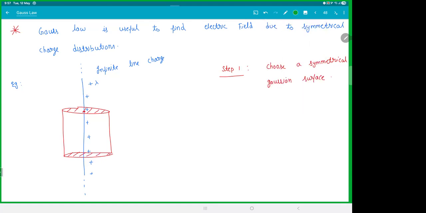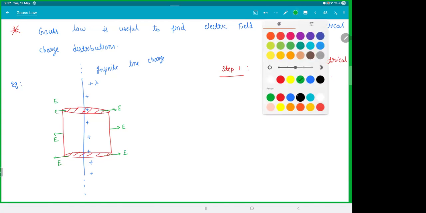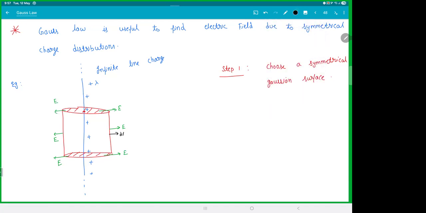Perfect. Now, because it's an infinite line charge, we know the field will be away from the center. So this is E, this is E. So here also it will be E, and here also E, and E and E. Great. If you look at the area vector, this will be dA. This will be dA. So this is perpendicular, there will be no flux on these disks. Perfect. Step 2, calculate the flux.